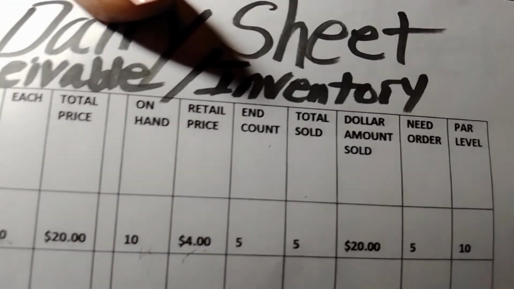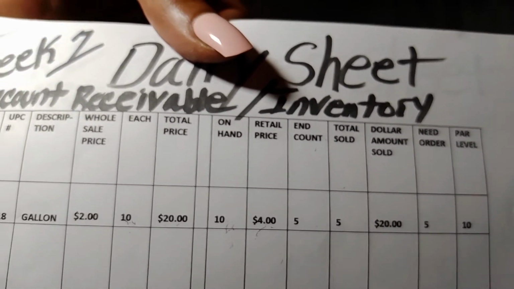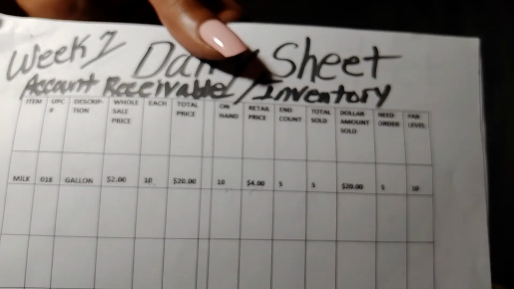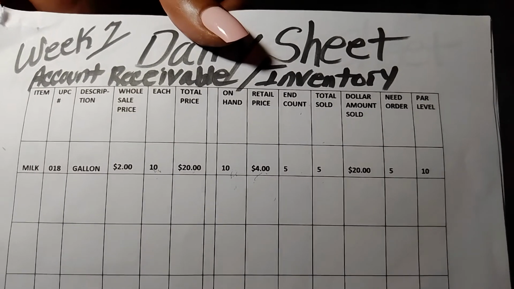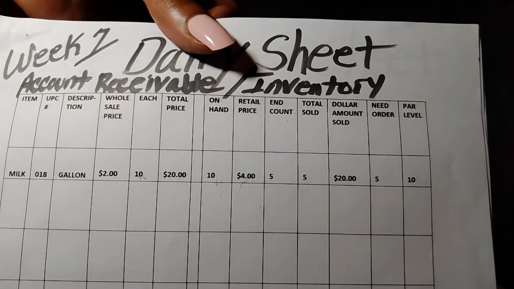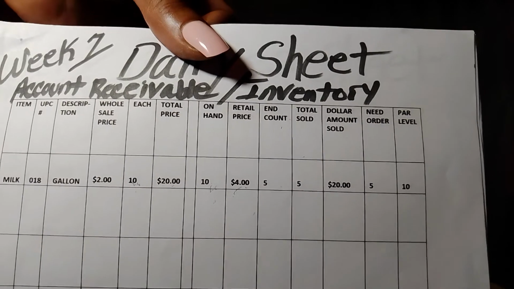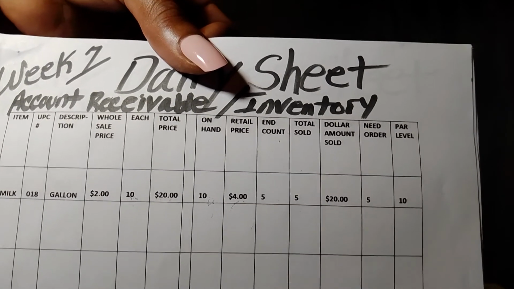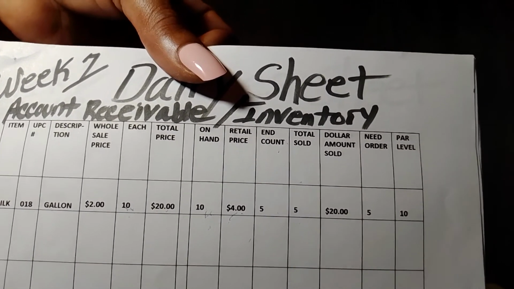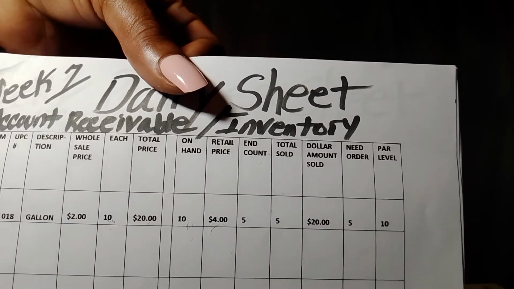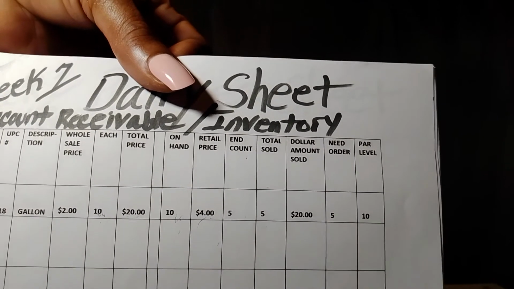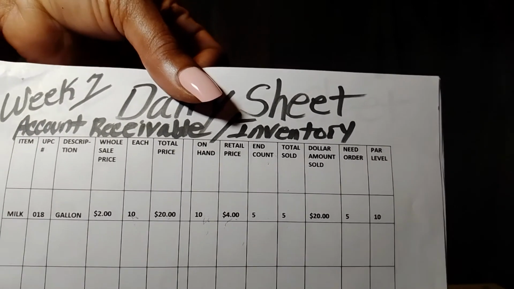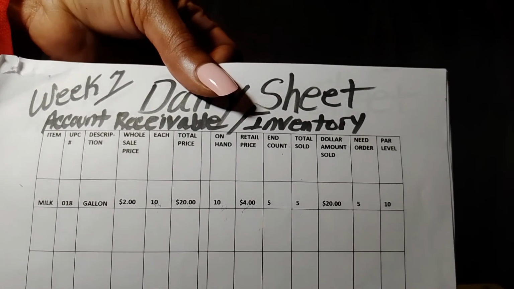Okay? So now you will see up here at the top, excuse me y'all, for being all up in the screen like that. But now you can see a little better. But like I said, screenshot it so you'll know what I'm talking about, or rewind it or whatever. Okay, so your on hand column says 10. That's because we started off with 10. Your retail price is $4. That's what we're selling our milk for. We bought it for $2, but we're going to sell them for $4.